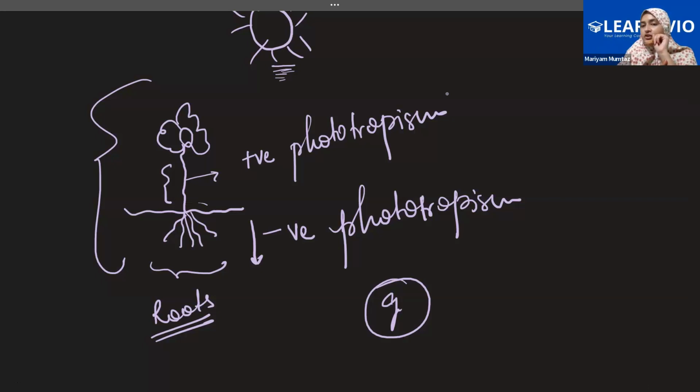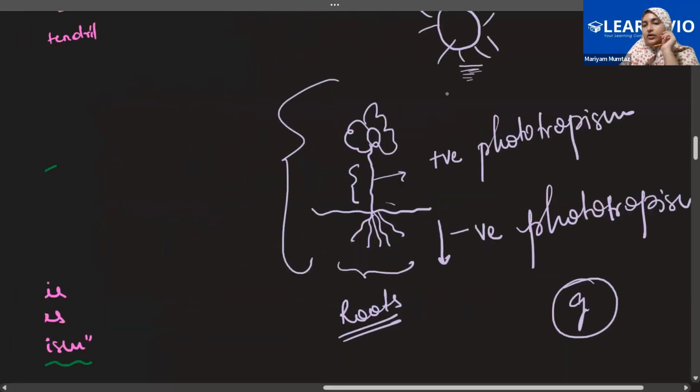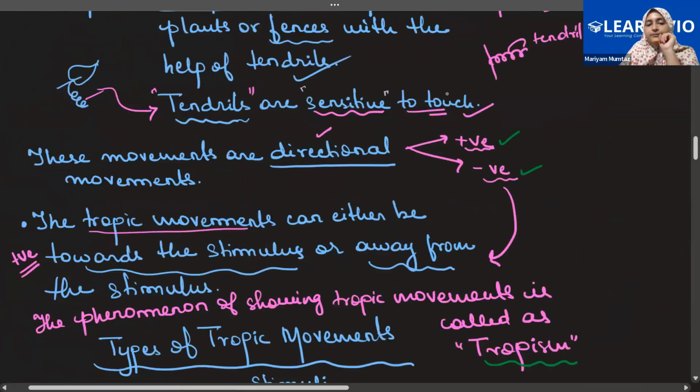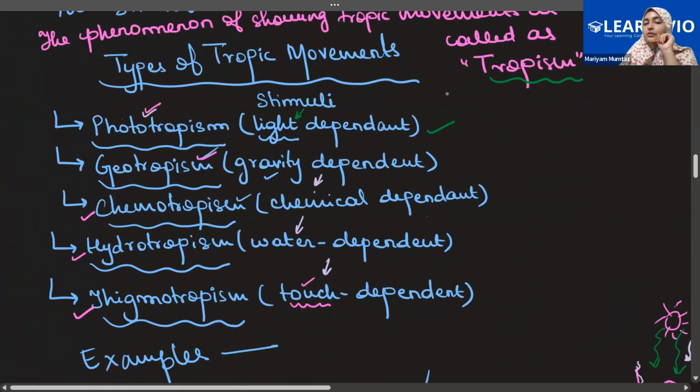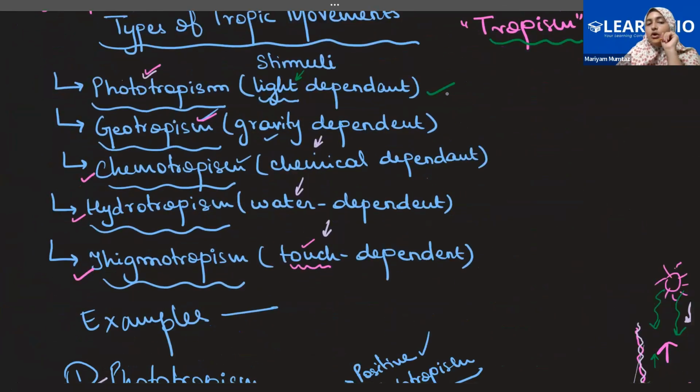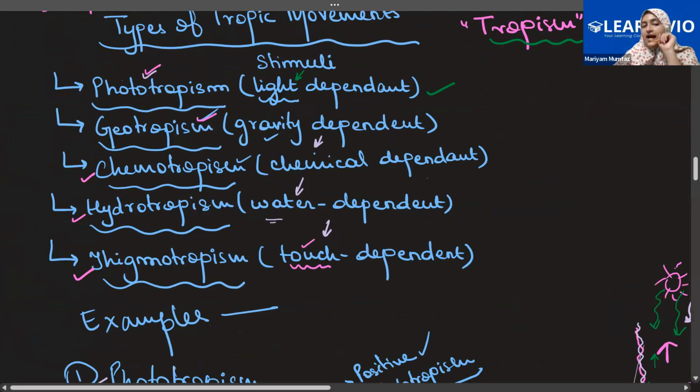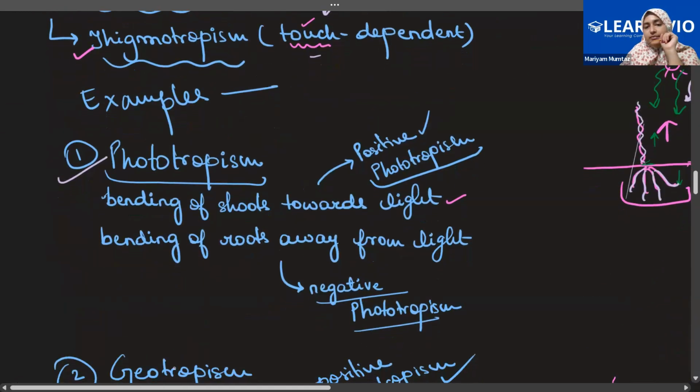Yes. Sure? All right. Very good. Now the third is chemotropism. Chemotropism is the dependence on certain chemicals, meaning certain chemicals are the stimuli that are provided. Then hydrotropism, where water is the stimulus, and thigmotropism, where touch is the stimulus. Now we are going to see the examples.